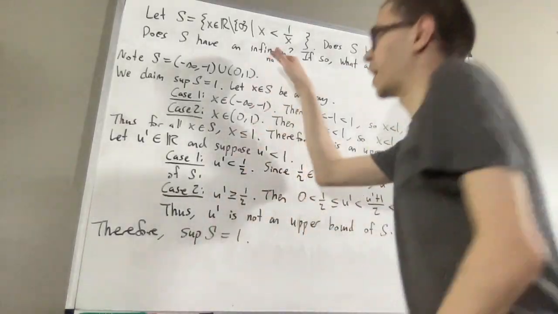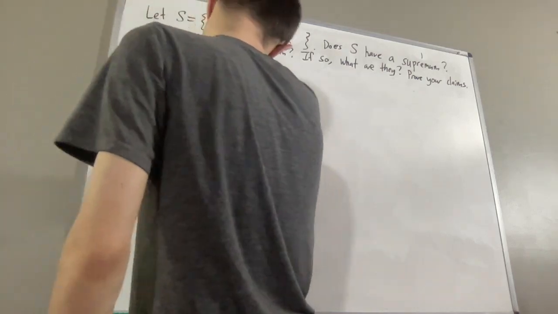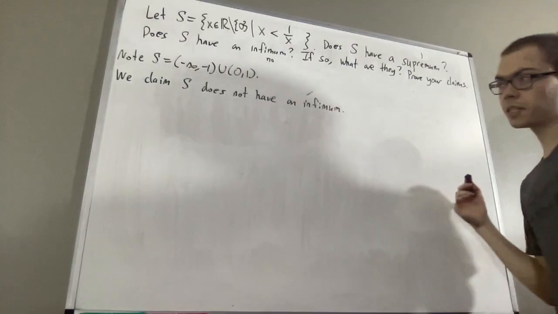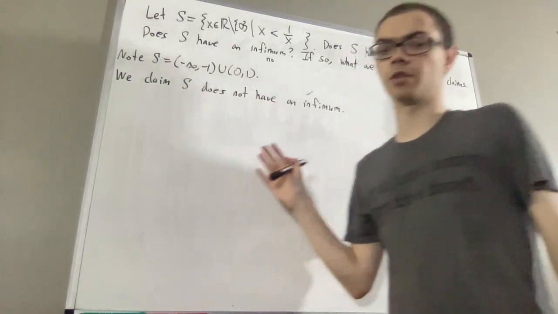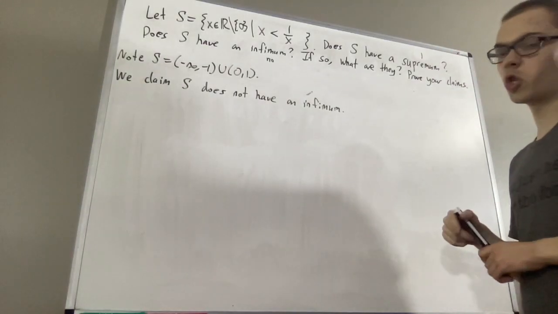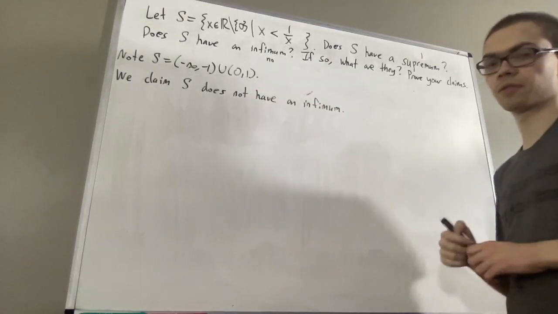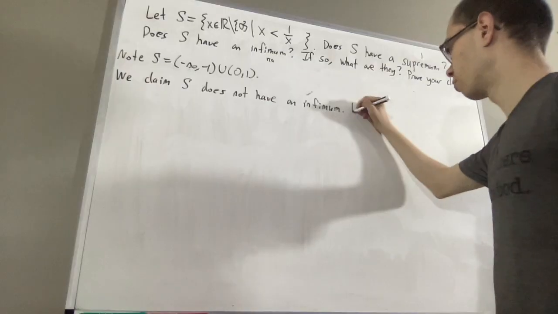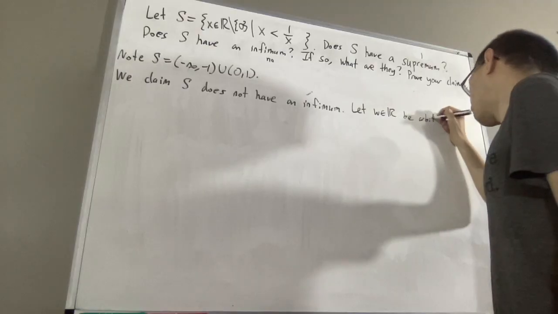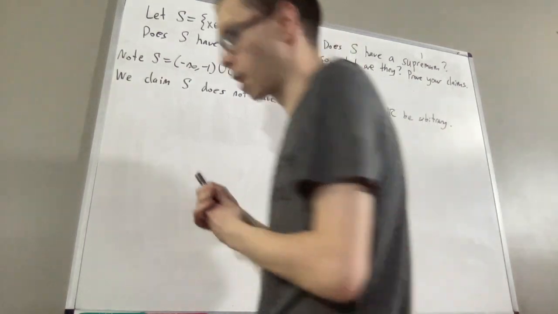Now let's prove our claim about the infimum. We claim S does not have an infimum. And to do that, we just gotta show S doesn't have a lower bound. Basically, that's what we're going to end up demonstrating here. So we're gonna show, given an arbitrary real number W, W is not an infimum of S. So let W be an arbitrary real number. From here, we're gonna show W is not a lower bound of S, and therefore W is not an infimum of S.